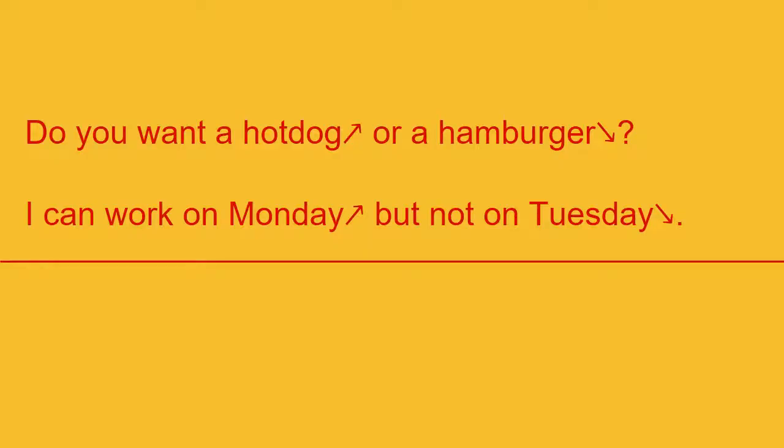We also use rising and falling patterns in English to show different kinds of aspects of language. So here, if we want to show choice, we can use a rising and falling pattern. Do you want a hot dog or a hamburger? I can work on Monday, but not on Tuesday. And the rising and falling pattern there helps emphasize that there's a contrast and a choice.